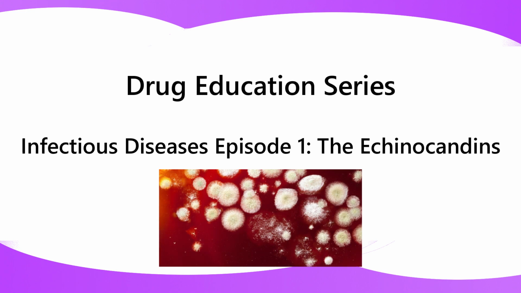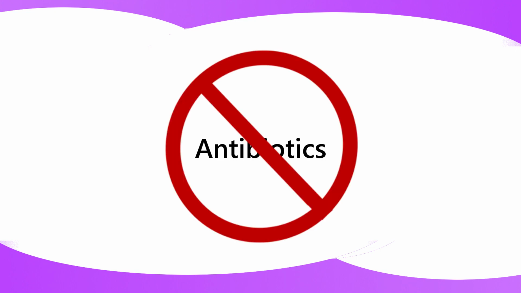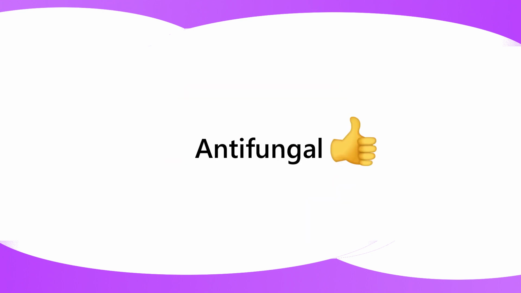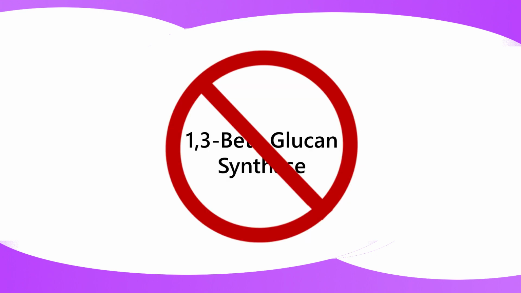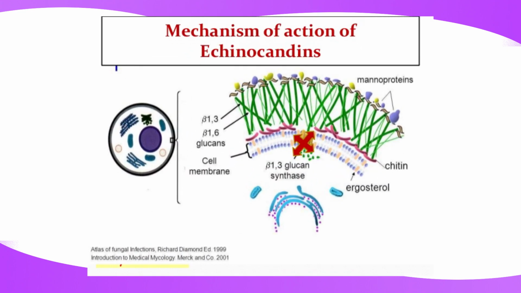Infectious Diseases Episode 1, the Echinocandins. Probably the most important information about the echinocandins is that they are not antibiotics. They are antifungal medications. Echinocandins inhibit an enzyme called 1,3-beta-glucan synthase. In other words, they prevent the formation of beta-glucans in fungi.